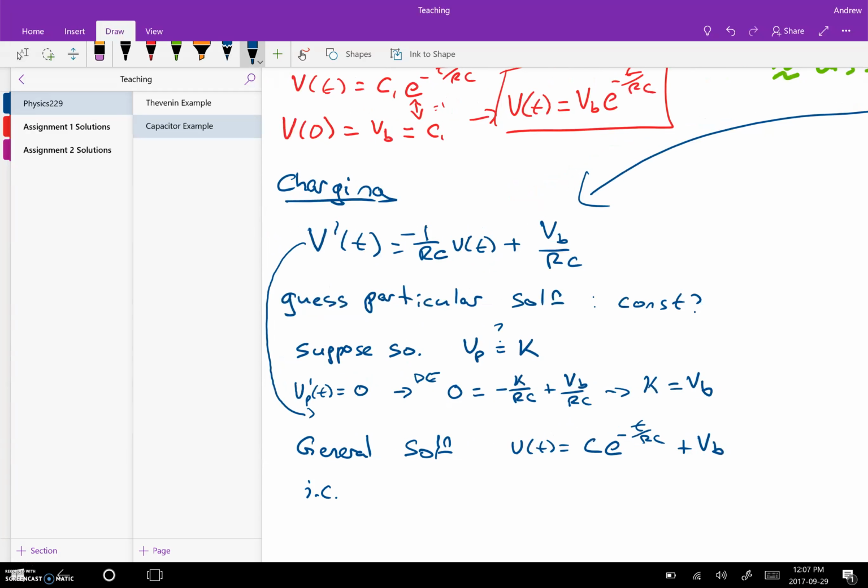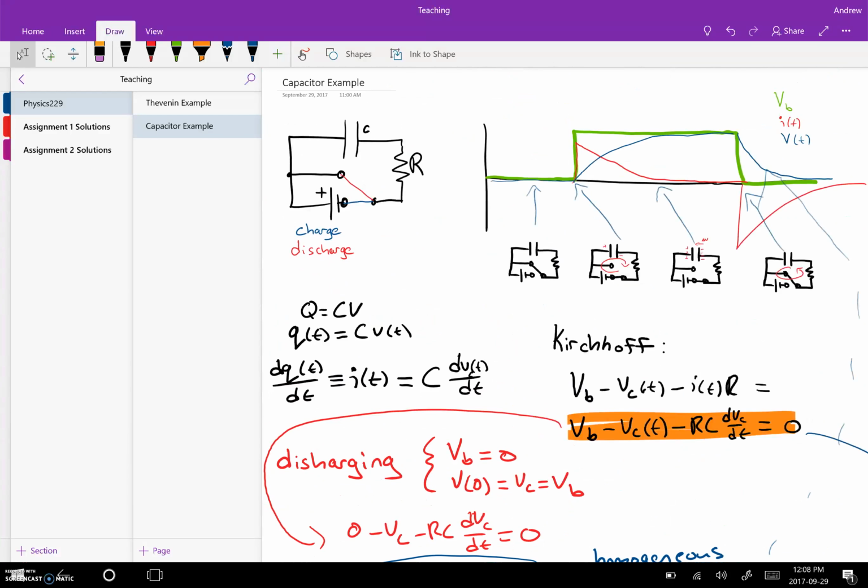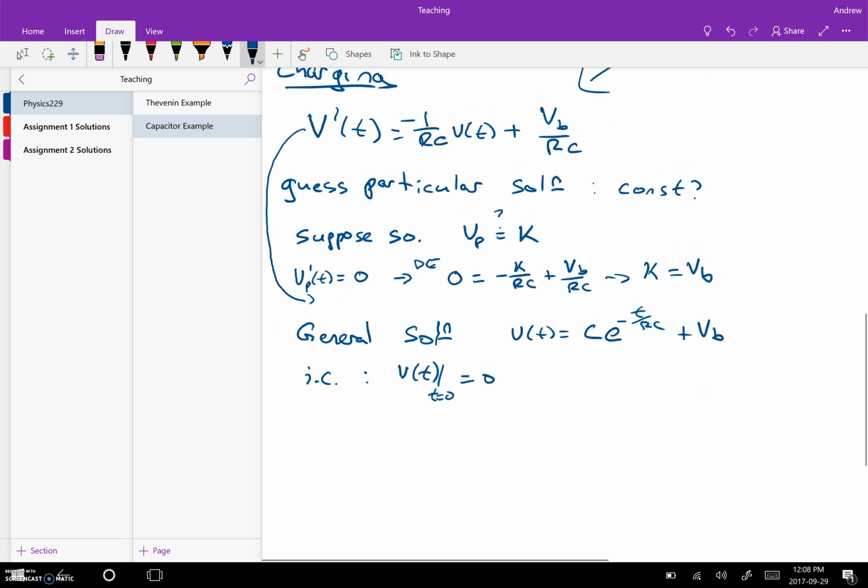Initial condition. What do we say it was? Well, at time equals 0, what are we doing here? We're charging it. The voltage is equal to 0, right? At t equals 0, V equals 0, because we're just charging it. It's totally discharged. So at that point, the voltage is equal to 0. So V of 0 is equal to C times e to the 0 plus VB is equal to 0. So C is equal to minus VB.